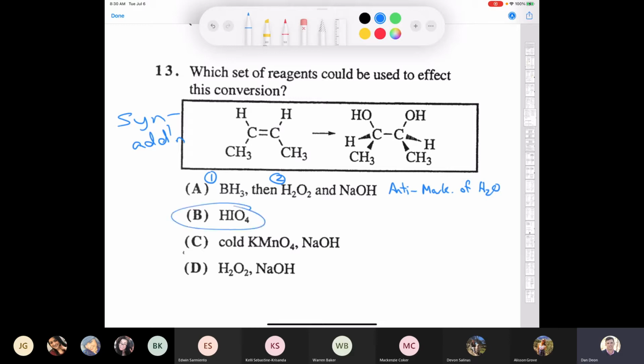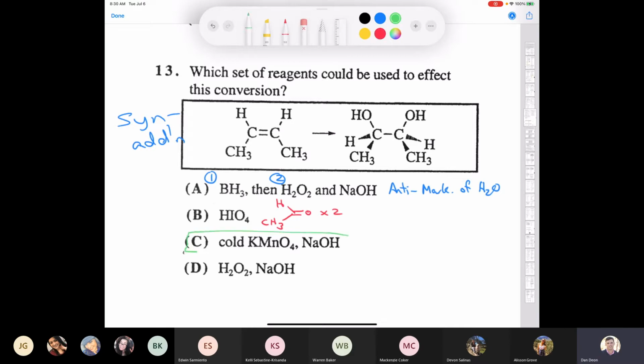Again, this isn't covered in our textbook, so don't ever worry about that being the answer to anything on your exam. But basically what that would do is cleave it so that you'd end up with two molecules of this. But again, don't stress about that reaction. So you'd end up with that. Okay. The answer is C, isn't it?